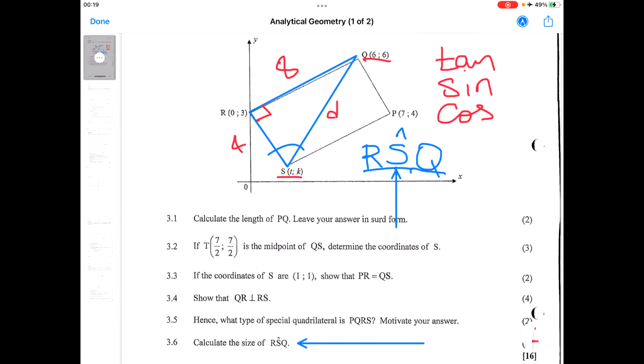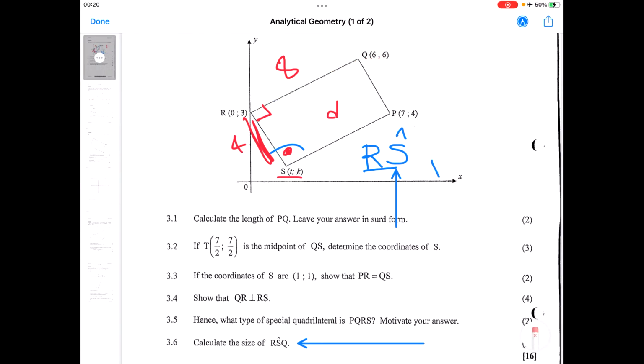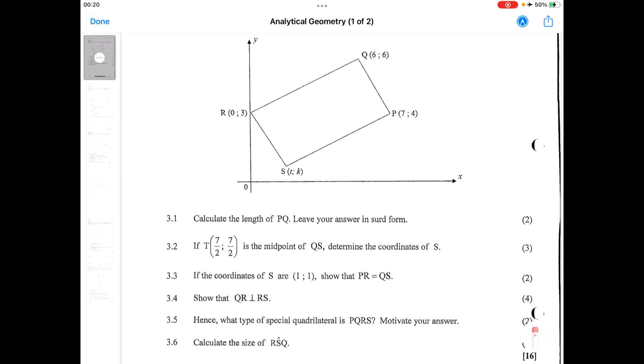If you use tan, you must have the side which is opposite to that angle over adjacent. If you use sine, you must have opposite and hypotenuse. If you use cos, you must have adjacent and hypotenuse. Then that's how you calculate that angle there. So guys, I think I've given you enough information to work that out. For now, I will just leave it there and say good luck on that question.